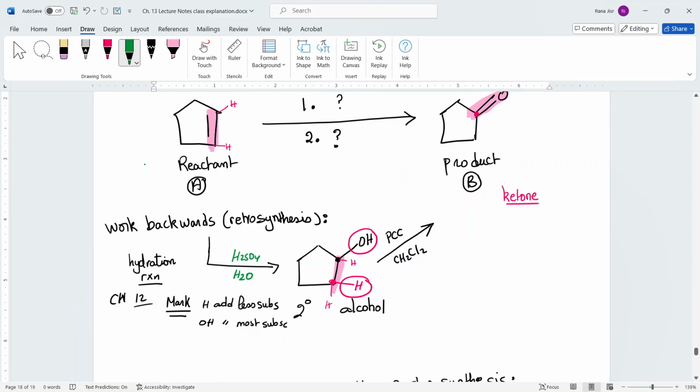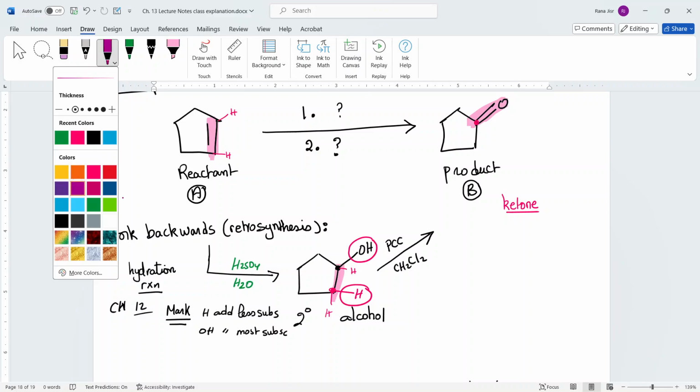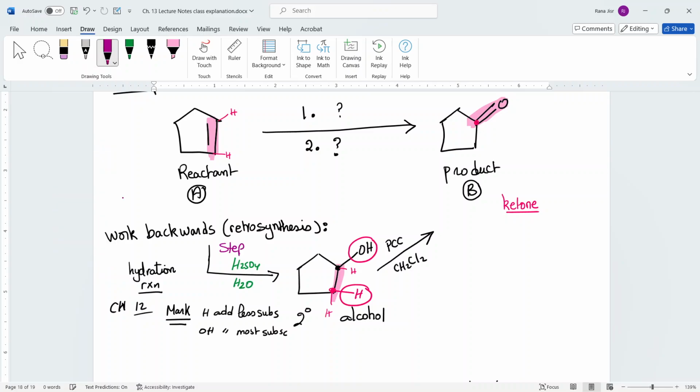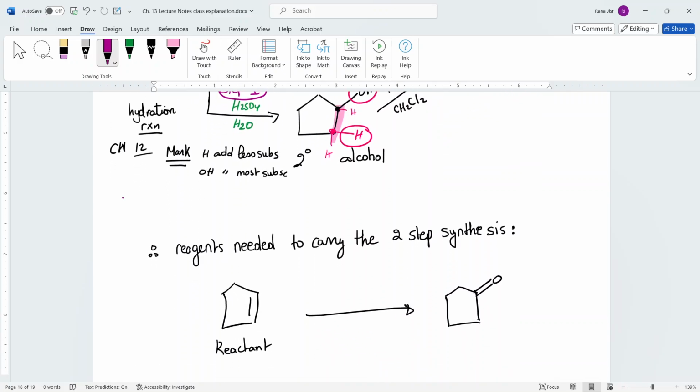So in order to answer this question, I wanted the reagents. This is going to be step 1. So these are step 1 reagents here. And these are step 2 reagents in there, which is the PCC in presence of methylene dichloride or dichloromethane. So I can arrange them like this. This is what I want.